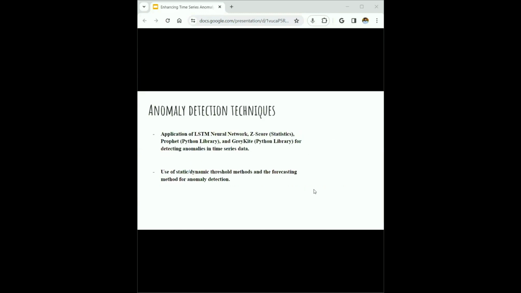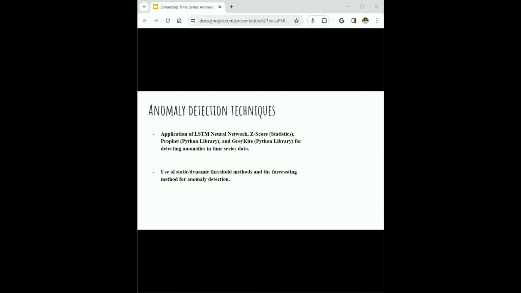Moving on. Our anomaly detection technique talks about the application of LSTM neural network, Z-score statistics, Prophet Python library, and Greykite Python library for detecting anomalies in time series data. The example we pick is, for example, Amazon has sales of, let's say, $2 million every day. And some night they find a spike and say that today's sale is just, let's say, $500,000. So there's something wrong with the data. That means there's a huge loss. Why is there a spike and what do we need to do about it? That's how we need to find out what we could do in that situation. This kind of approach will help us figure out those problems, and from there we can detect and resolve the issues.